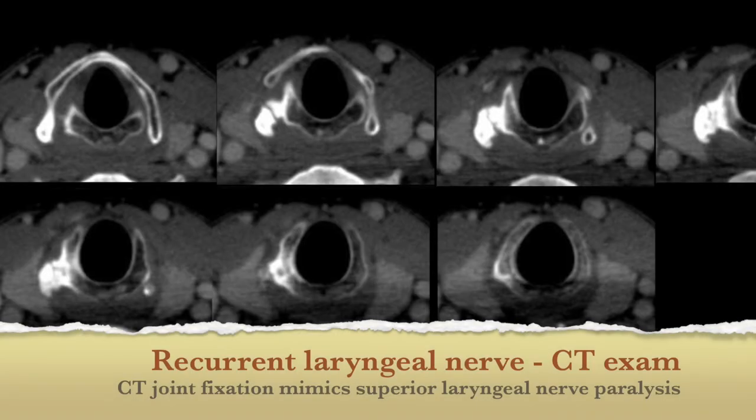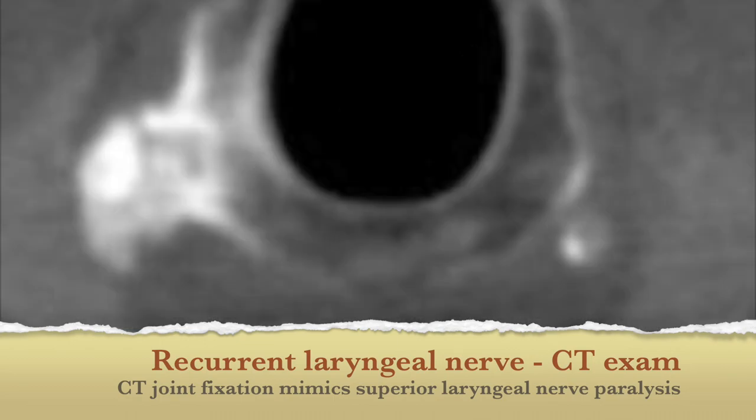On his CT scan, there was apparent fixation of his right cricothyroid joint. And after I reviewed this with him, he also noted that he was beginning to develop symptoms of arthritis in his hands and feet. So I think the most likely explanation is the right joint is fixed from arthritis.